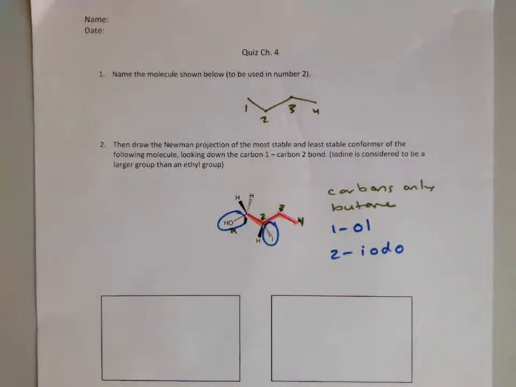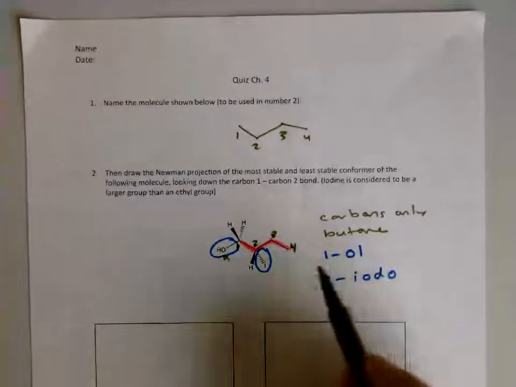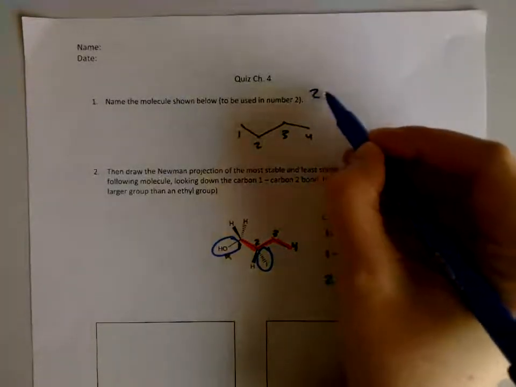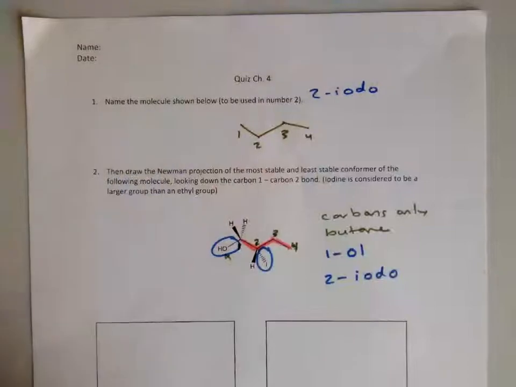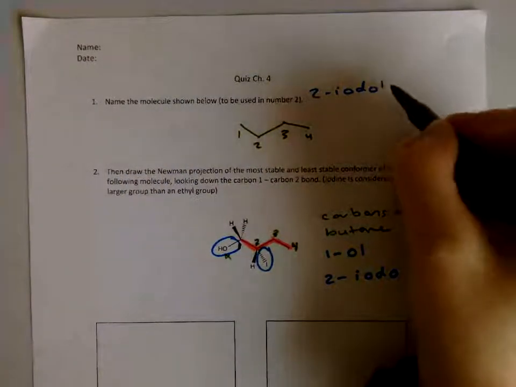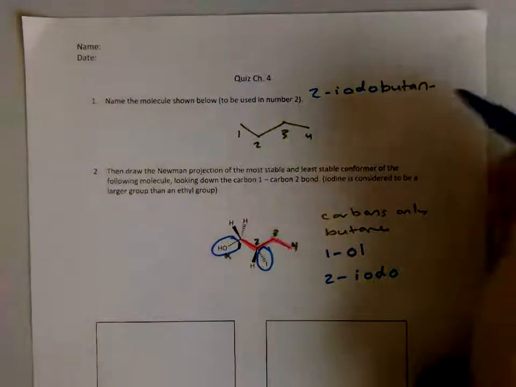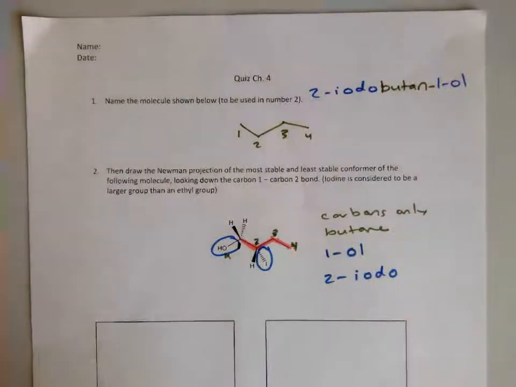So let's combine this all. So we have 2-iodo, butane, and I changed the colors just so you could see where it came from, butanol. So that's the full name.